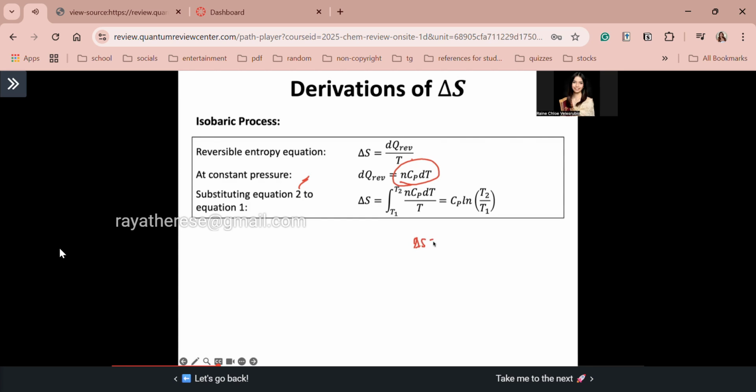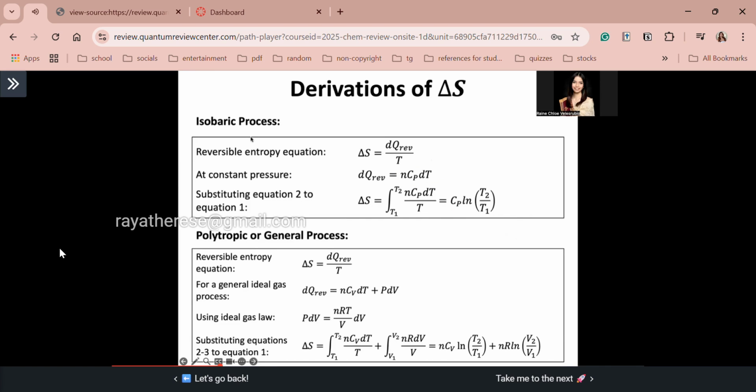We get delta S is equal to nCp dT over T. And then we take the integral from T1 to T2 again, because we have dT here. So we get nCp, there should be an n there, ln T2 over T1, because again, the integral of 1 over T is ln T.